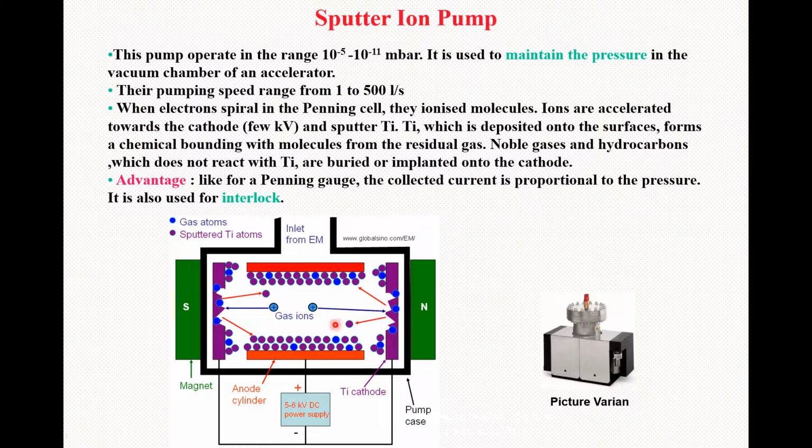So the advantages of this kind of pump are basically the same as for the Penning gauge. The collected current is proportional to the pressure. Here we have the current, and the collected current is proportional to the pressure. So this kind of pump is also used for our interlock.